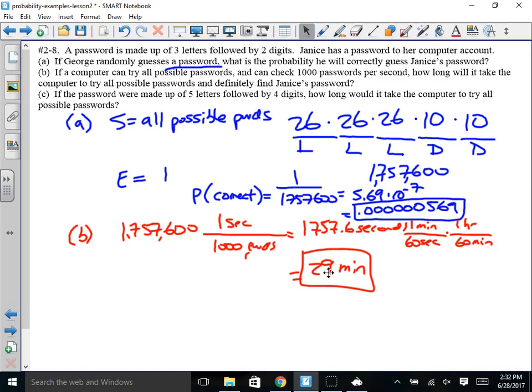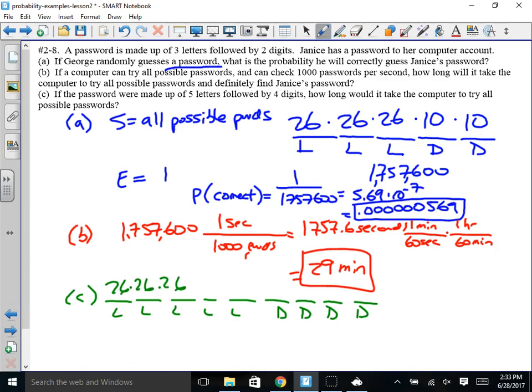Okay, so part C is asking, what if we increase the size of the password? What does that do to the time it takes for the computer to completely try all the passwords and definitely guess the password? So in this part, all we're doing is increasing the number of passwords. This time we have 5 letters, 1, 2, 3, 4, 5 letters, followed by 4 digits, 1, 2, 3, 4, digit, digit, digit, digit. All the letters would be 26 times, and we're going to multiply using the multiplication principle here, and 10 for all the digits.